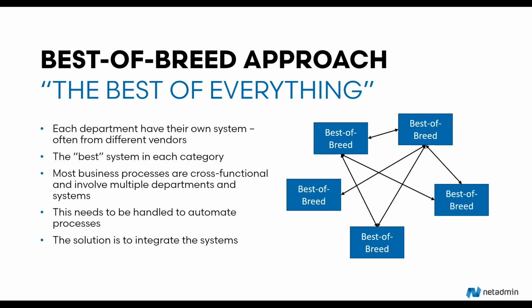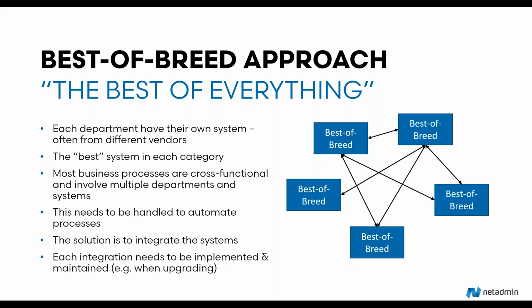The way that this is typically handled is that you need to integrate the different systems. So let's say that you have a business process of delivering a service to a customer. In this scenario, this would involve multiple systems. And each integration needs to be implemented and developed, but also maintained, which is something that you perhaps don't really think about when you start off. So let's imagine that we would need to upgrade this system, which is highlighted in black. What that means is that we potentially have to spend time and money on re-engineering the 4 integrations with that specific system.